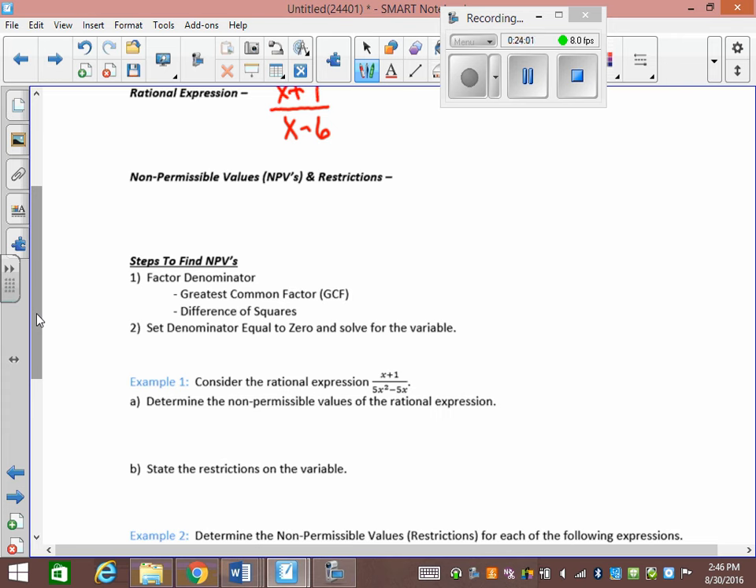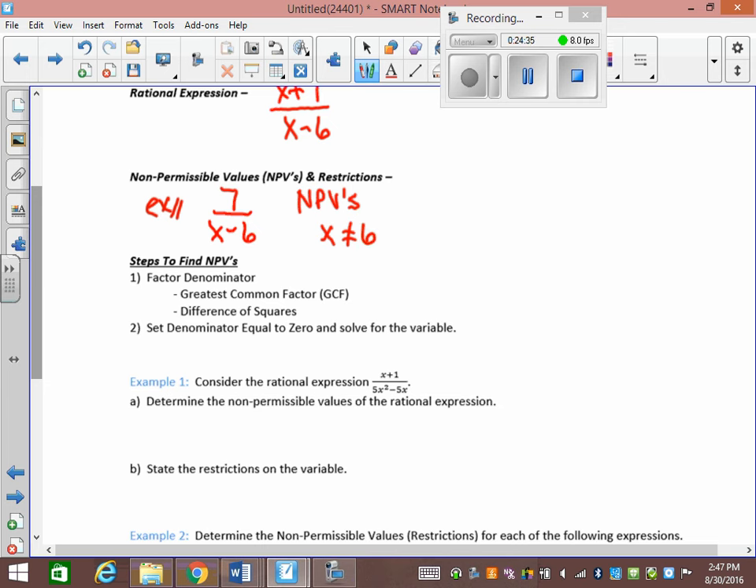So, as an example, if I just say 7 over x minus 6, just looking at that, what could x be? Because if x was that number, the denominator would be 0. 6. If x was 6, we have 6 minus 6, which would be 0. So our non-permissible value, or our restriction, is what x can't be. x can't be 6. Because if x was 6, this whole thing would be thrown out. That's a non-permissible value.